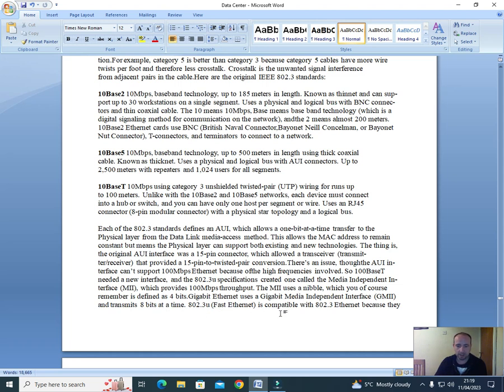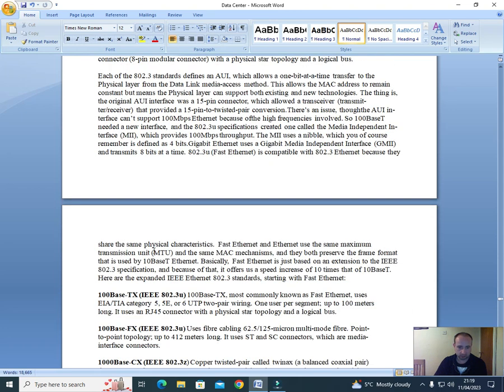802.3u Fast Ethernet is compatible with 802.3 Ethernet because they share the same physical characteristics. Fast Ethernet and Ethernet use the same maximum transmission unit (MTU) and the same mechanisms, and they both preserve the frame format that is used by 10BASE-T Ethernet. Basically, Fast Ethernet is just based on an extension to the IEEE 802.3 specification, and because of that it offers us a speed increase of 10 times that of 10BASE-T.